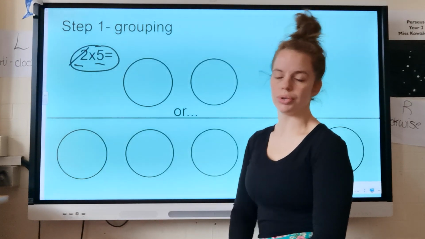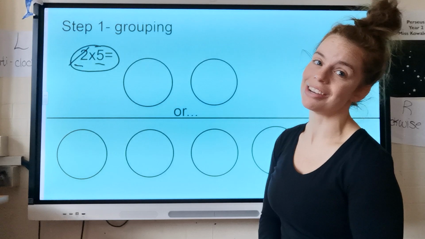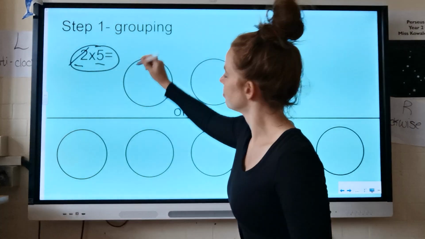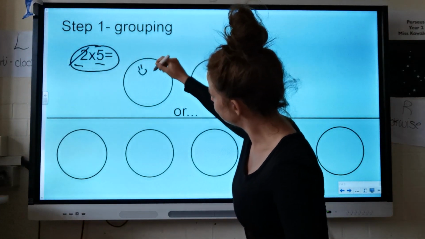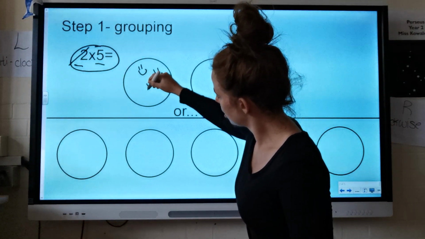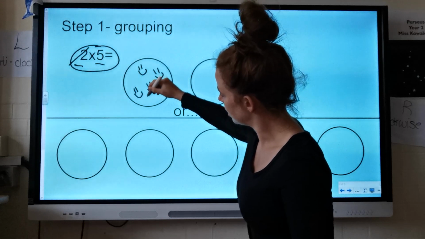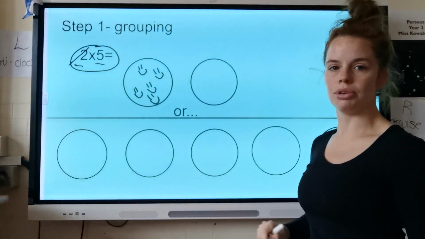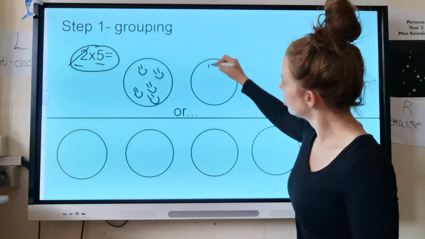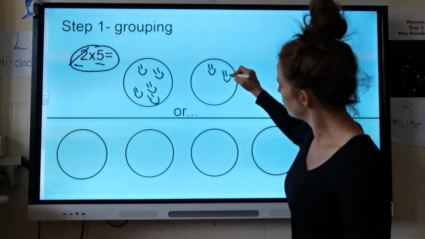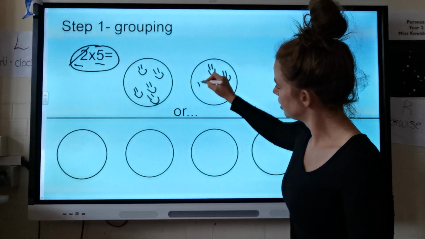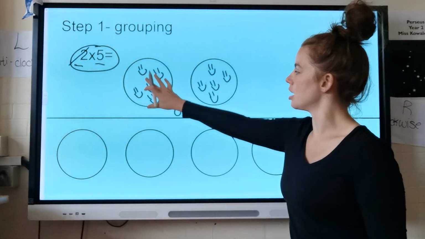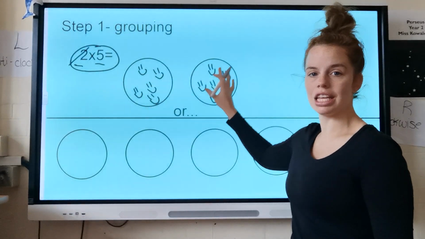So let's do smiley faces, because I'm in a really happy mood today. So we have, if my pen will let me, 1, 2, 3, 4, 5. So I have 5 in my one circle, and now I need to move on to my other circle. So I have 1, 2, 3, 4, 5. So we've done 2 circles and we've put 5 in each circle.